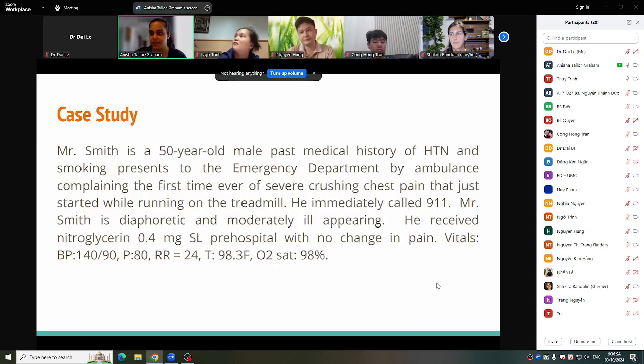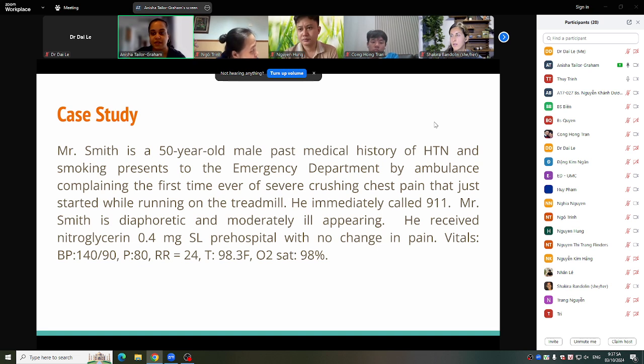Our case study for today is Mr. Smith. He's a 50-year-old male, has a past medical history of hypertension and smoking, who presents to the emergency department by ambulance complaining of the first time ever of having a severe crushing chest pain that just started while he was running on the treadmill. He called 911 immediately, which essentially means he called the ambulance. He's diaphoretic, so very sweaty, and he looks moderately ill appearing. He did receive nitroglycerin before he came to the hospital and had no change in his pain with the nitroglycerin.